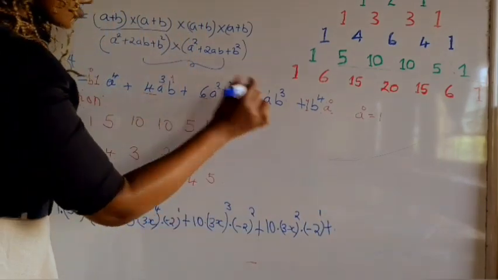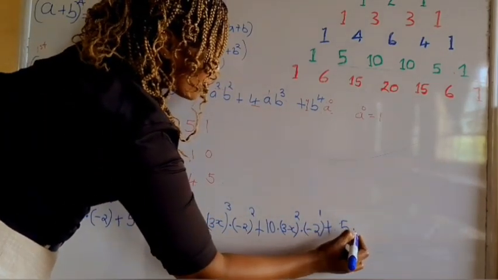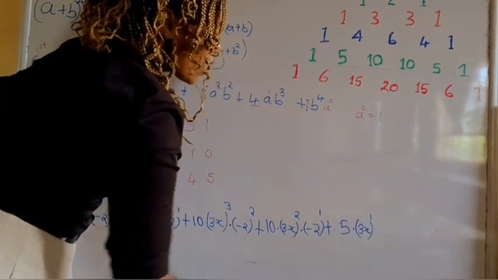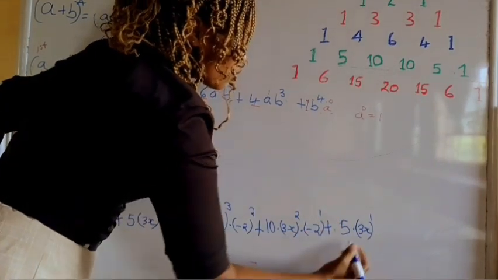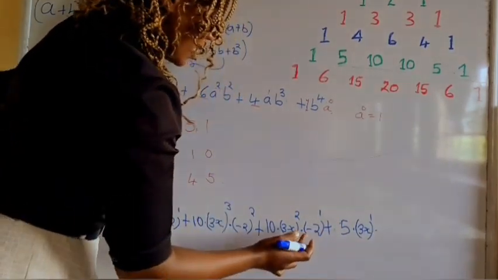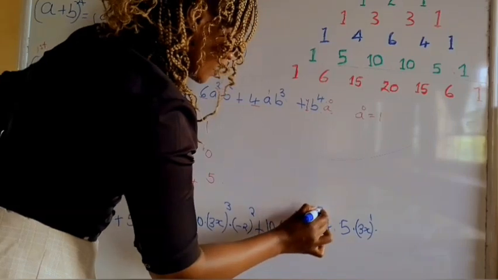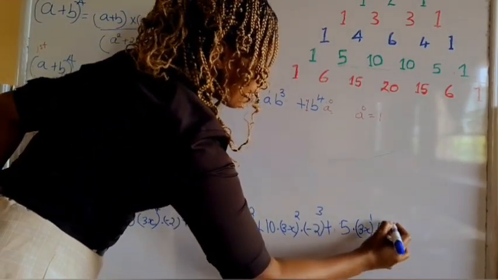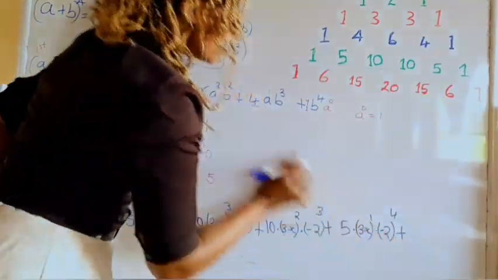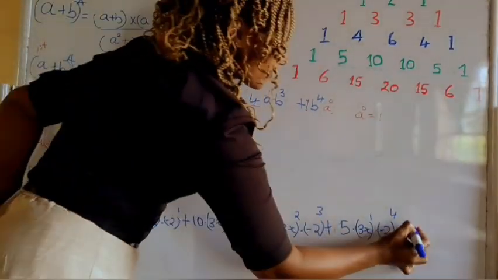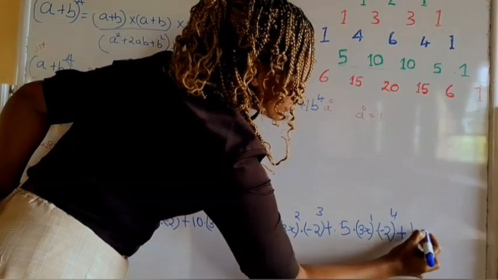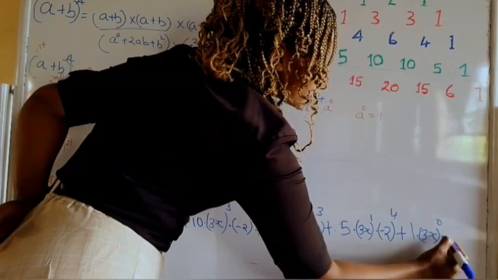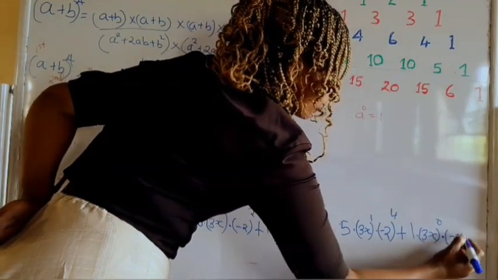coefficient 5 dot 3x power 1, because it was 2, so it will reduce to 1. Then this one, it will increase from 2, this one is 3, beg your pardon there. Then now we have negative 2 power 4, then plus coefficient is 1 dot, the power here will decrease from 1 to 0 and the power here will increase from 4 to 5.